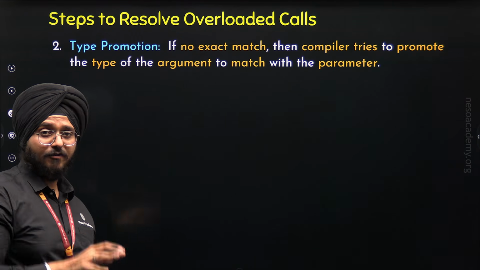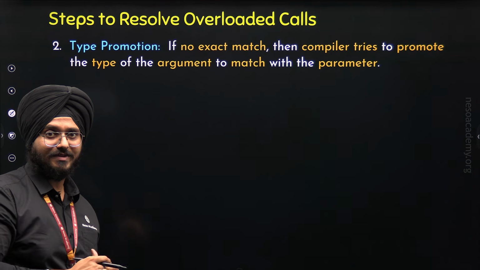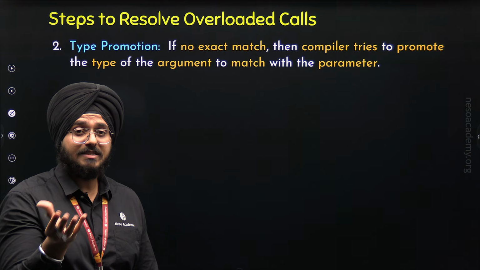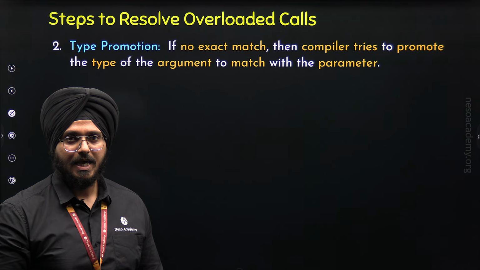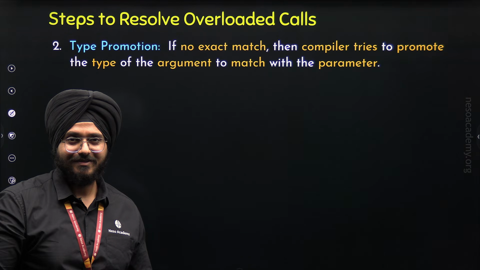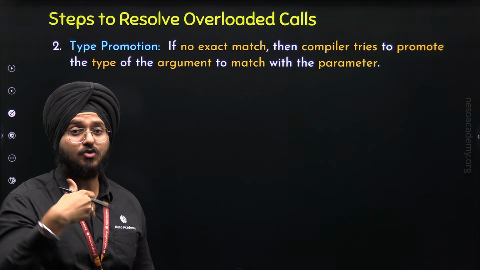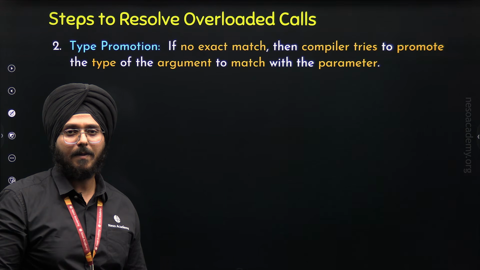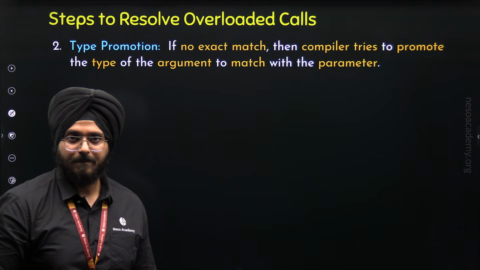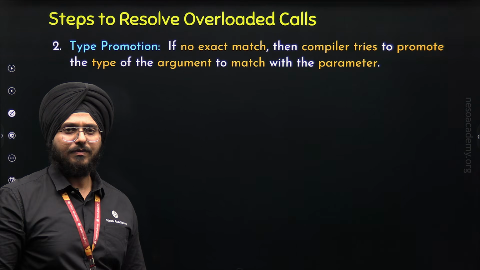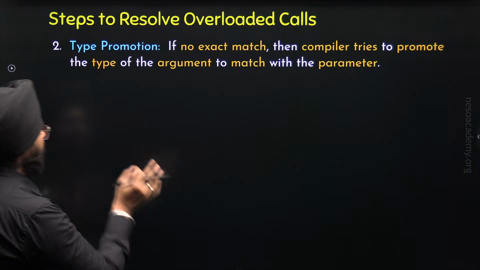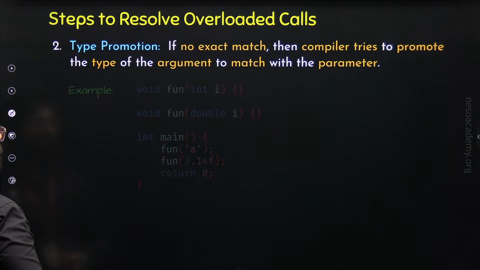Type promotion refers to conversion of lower type to higher type. And this conversion happens between the same categories of types. Integral type is usually converted to an integral type. Floating point type is usually converted to a floating point type. This is exactly what type promotion is. Type promotion happens when there is no exact match. Now let's take an example to properly understand this.